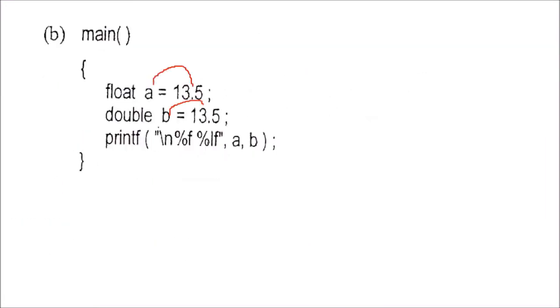Next is A is 13.5, B is 13.5. %f and %lf, no problem, 13.5 will be shown.